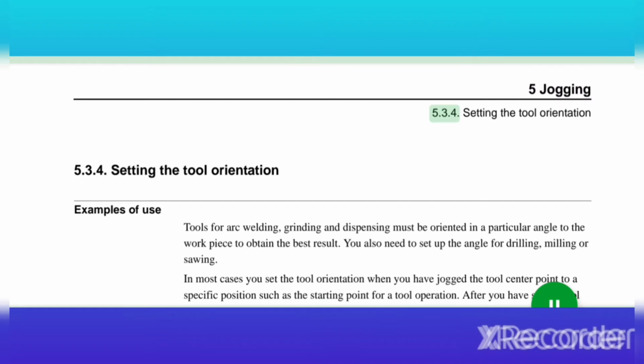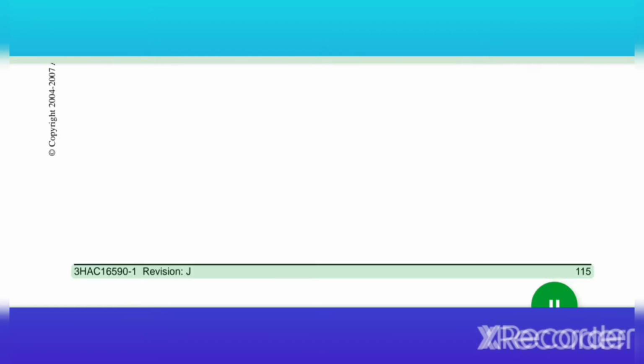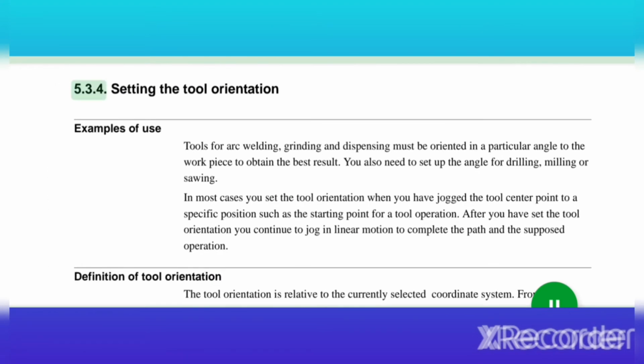5 jogging. 5.3.4, setting the tool orientation. 3 hack 16590-1 revision, J115. Copyright sign copyright 2004 to 2007 AB, all rights reserved.